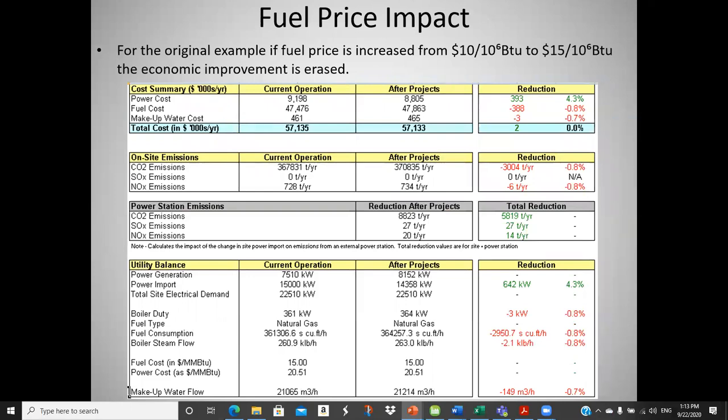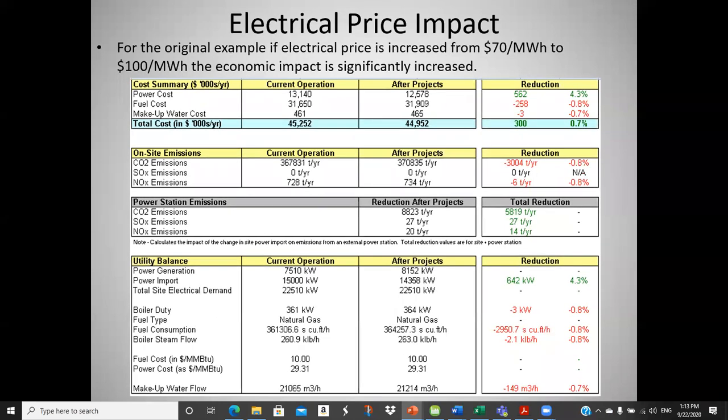Well, let's see what happens if I increase the price of fuel. I was at $10 a million, which is way high. If I go to $15 a million, guess what? My savings go away because I'm spending just about as much on the additional fuel as the electricity is worth to me. That's not good. What if the price of electricity goes from 7 cents a kilowatt hour to 10 cents a kilowatt hour? All of a sudden, that 132,000 savings goes to 300,000. So there's a sensitivity.